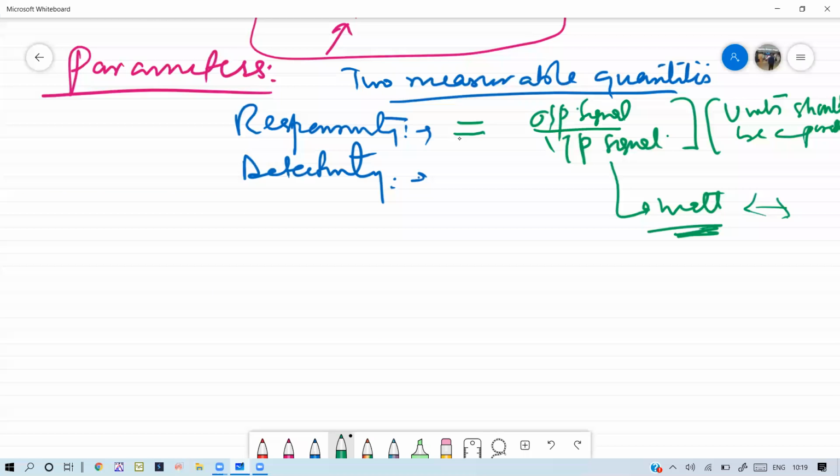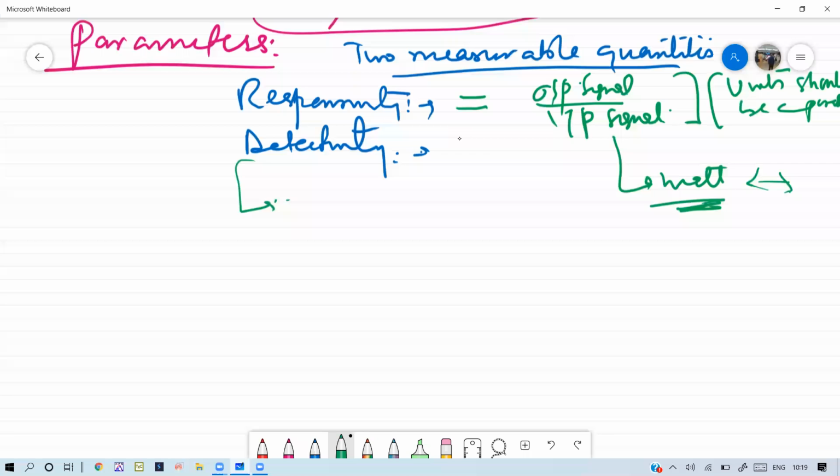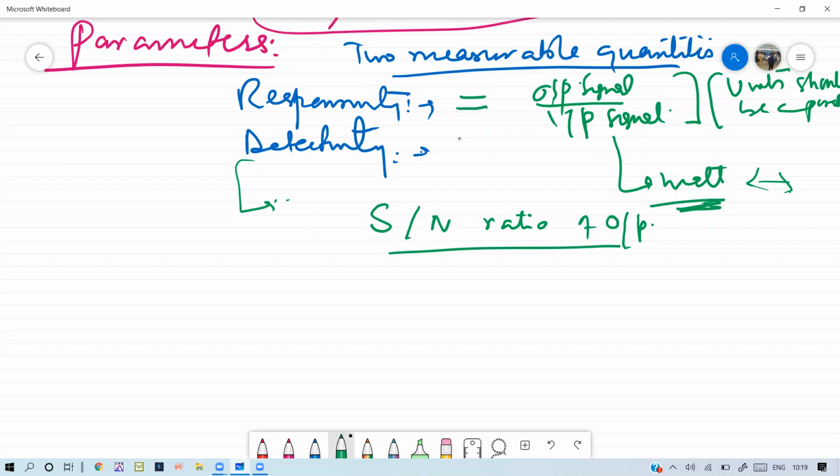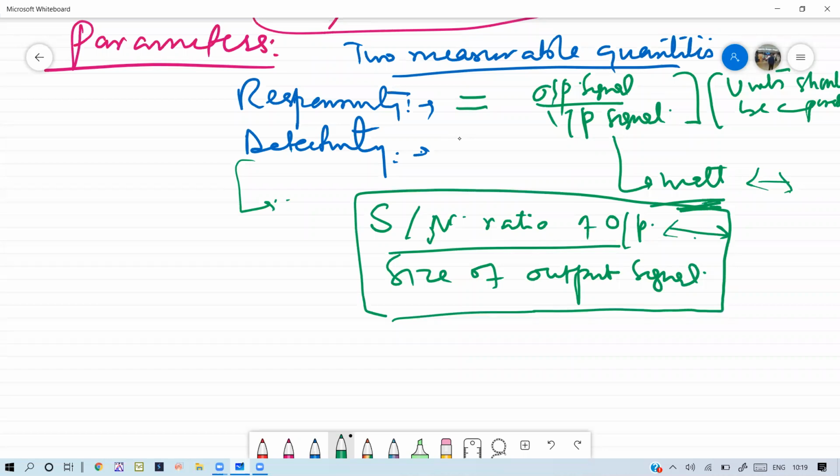Then detectivity is, for example, the signal to noise ratio of the output signal. How much it can detect the output signal, that is detectivity. That means the efficiency with which it can detect an output signal: the signal to noise ratio of the output, and the size of the output signal. Signal to noise ratio is generally taken as what is the noise, that means what is the randomness. Noise is not only audio noise. Noise can be anything unwanted in the signal. So these are two things you can measure during a measurement.